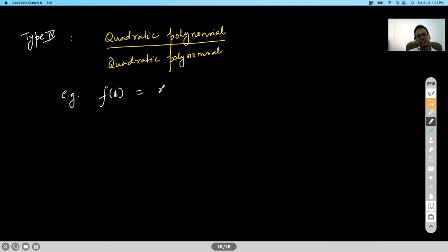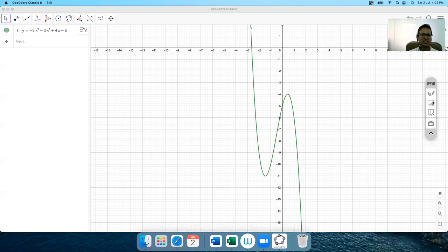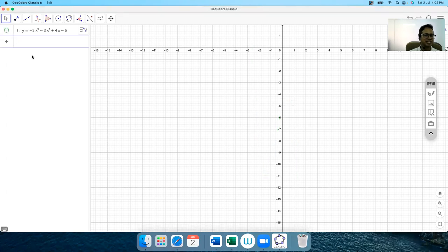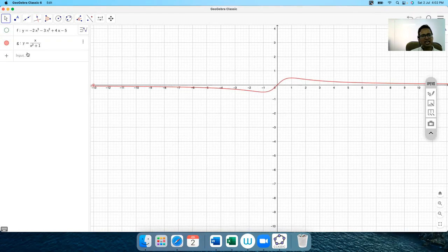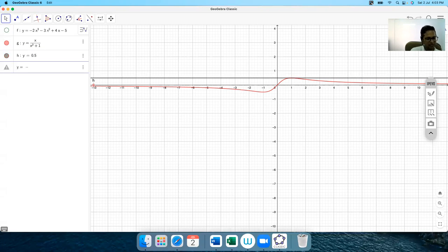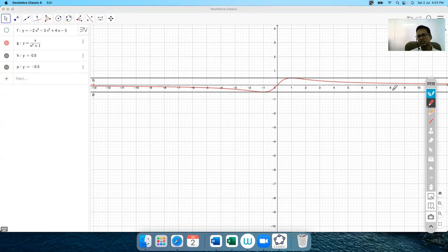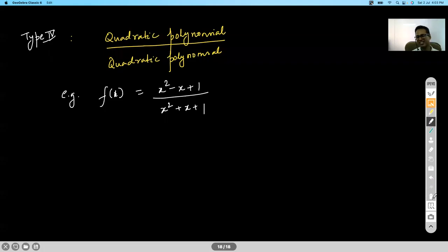Here also I'll take one simple example. Let's say I take this function, x square minus x plus 1 upon x square plus x plus 1. In fact, I will show you the graph as well. A graph is a very good way to learn the domain and the range. Our previous function was y equal to x divided by x square plus 1. If you see from the graph, the domain is everything because it goes all the way in both directions, and the range is between minus half and half. So 0.5 is the top edge and minus 0.5 is the bottom. This is the range of the graph, and zero is very much taken, since the graph passes through the origin.